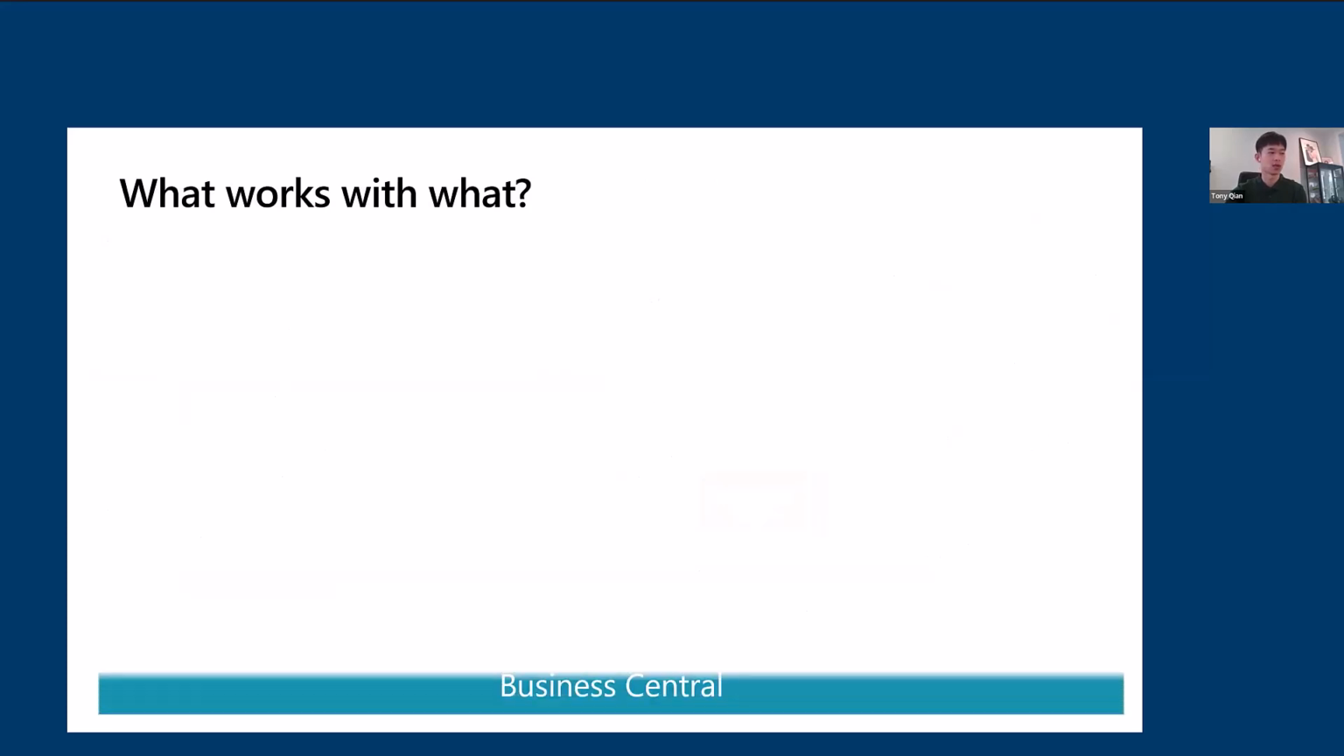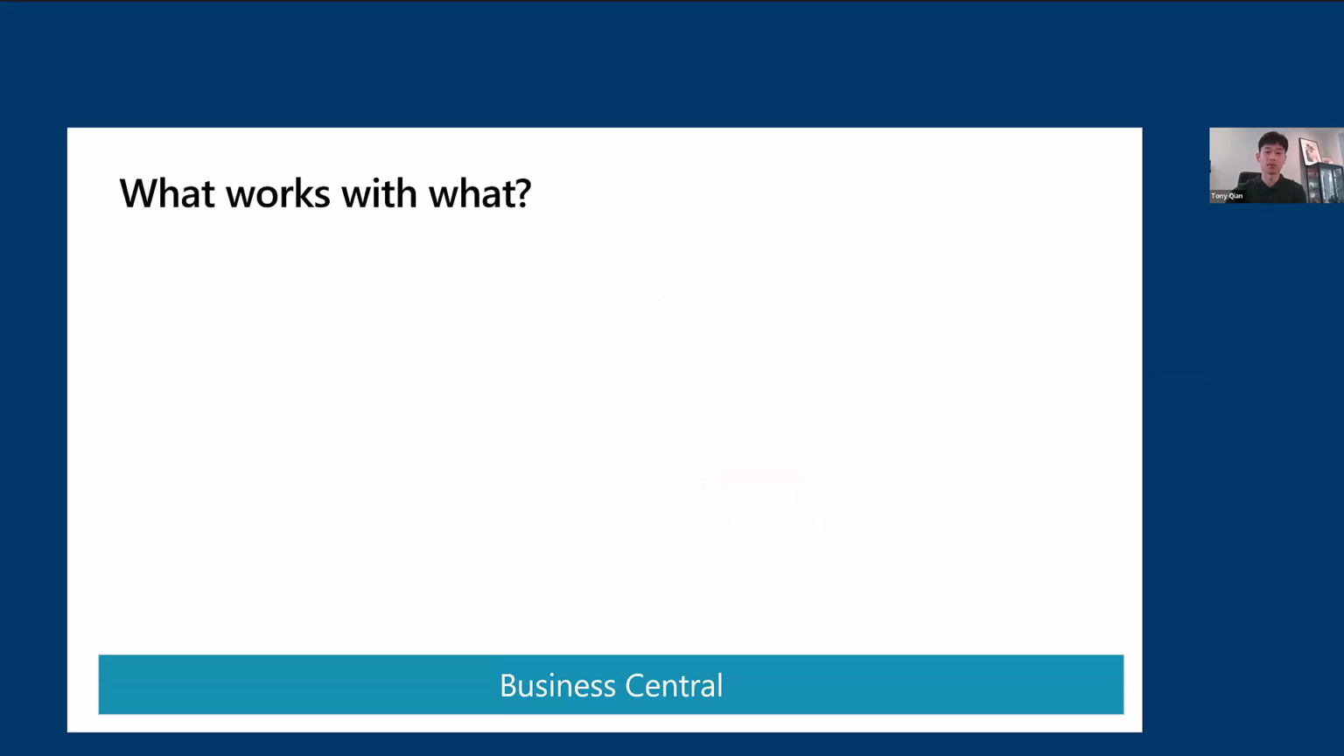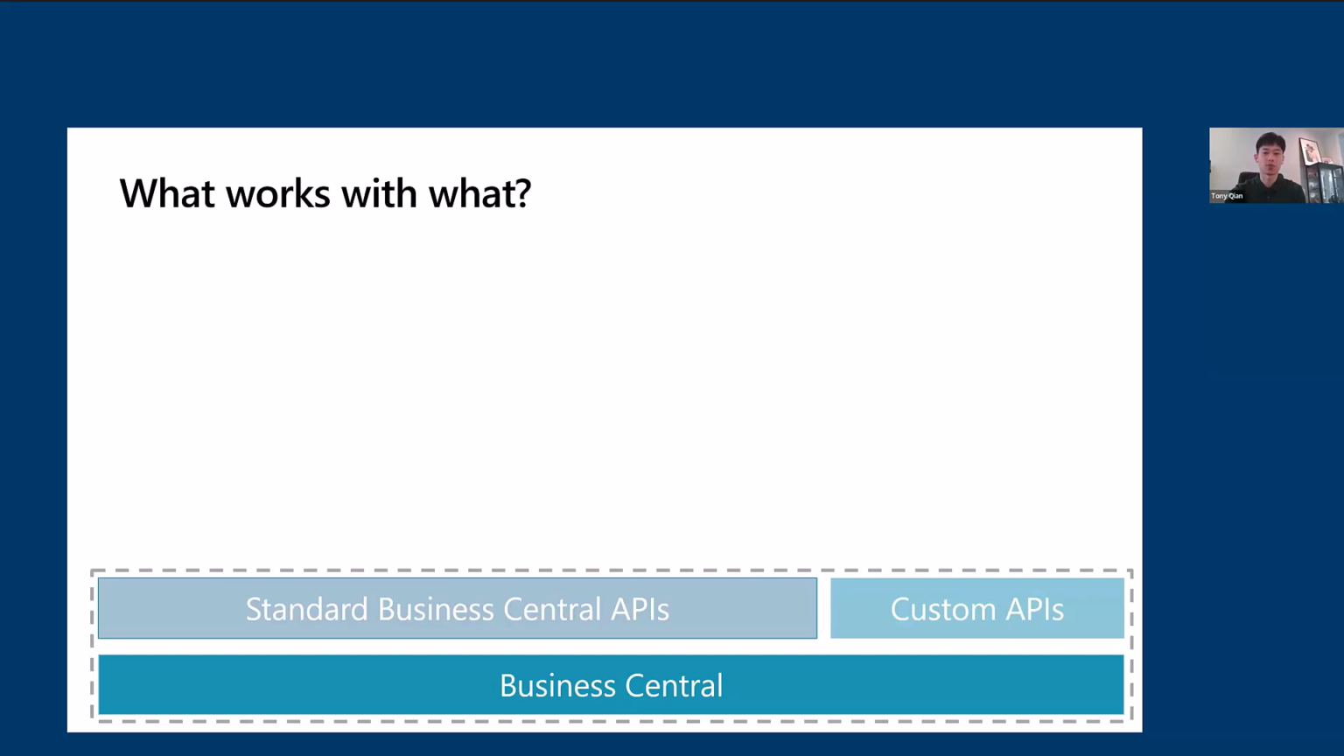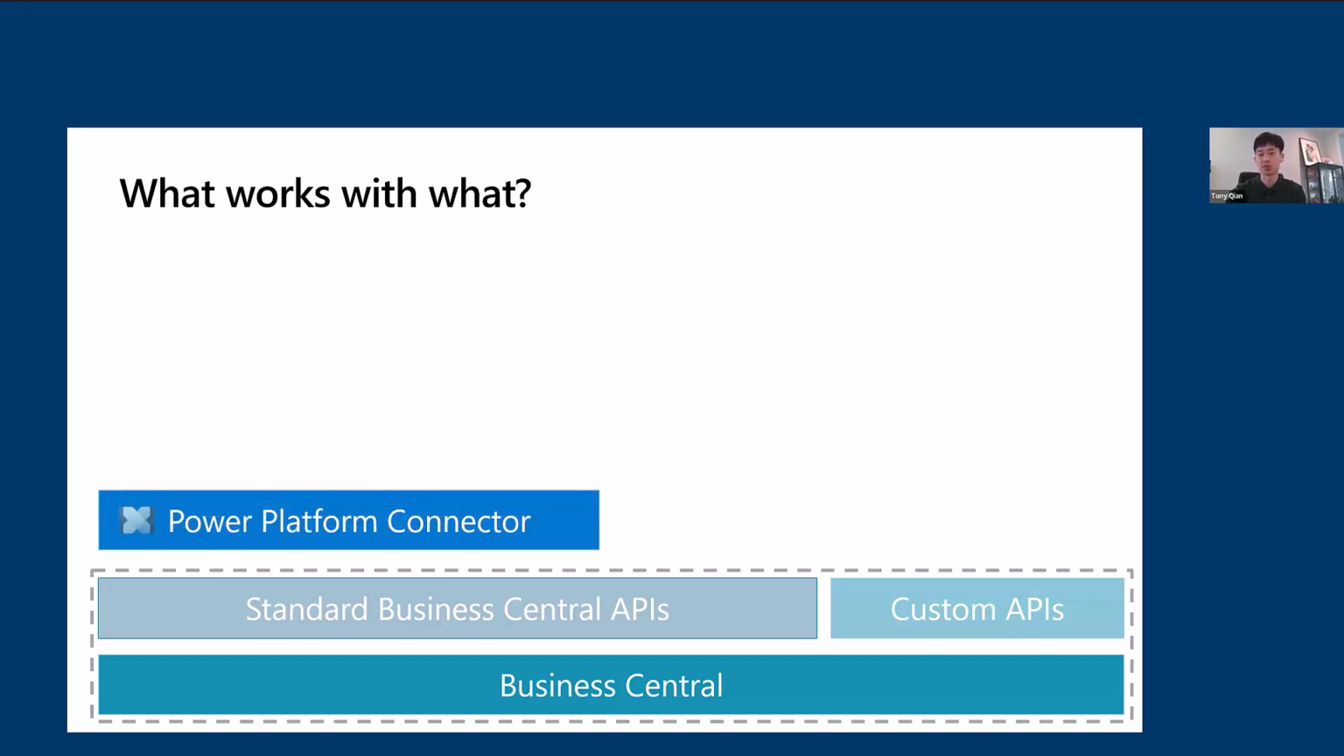Also, at a very high level, here is how it works with different applications. We have Business Central at the very bottom, and we have standard Business Central APIs you can leverage. But if you think that you want to use more, we have this custom connectors concept introduced at the very beginning of this webinar. You can also create custom APIs inside of Business Central. Power Platform connectors are built on top of those standard Business Central APIs. But feel free to build your custom connectors using your custom APIs. It's very flexible.